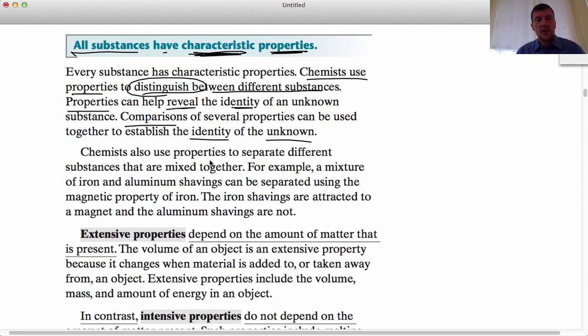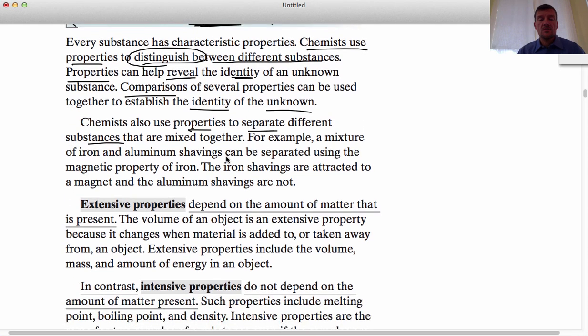We can use the properties to separate different substances. If you have a mixture of iron and aluminum shavings, they can be separated because iron is magnetic. It can be attracted to a magnet, whereas the aluminum not so much, and so you could separate the iron and aluminum that way as a result.